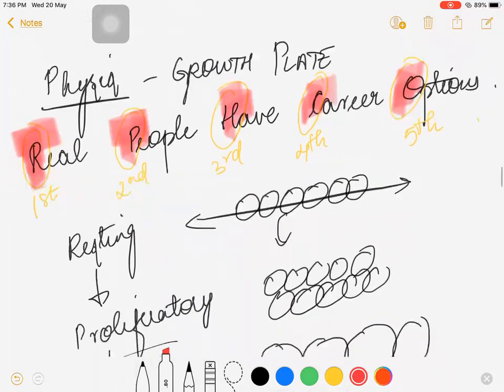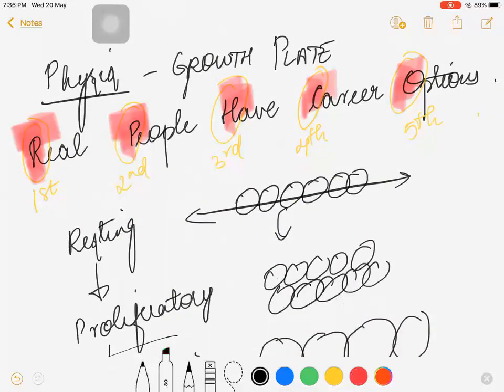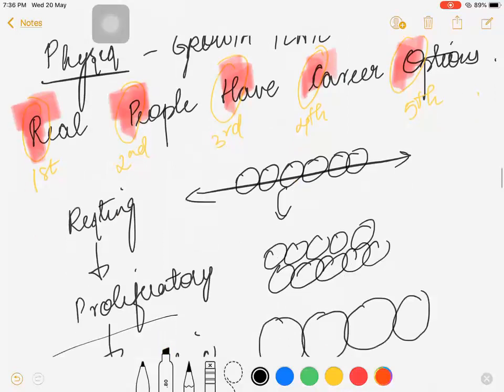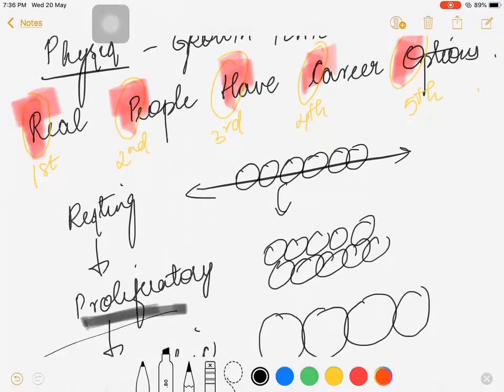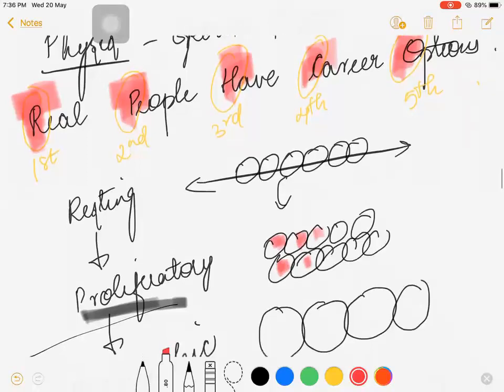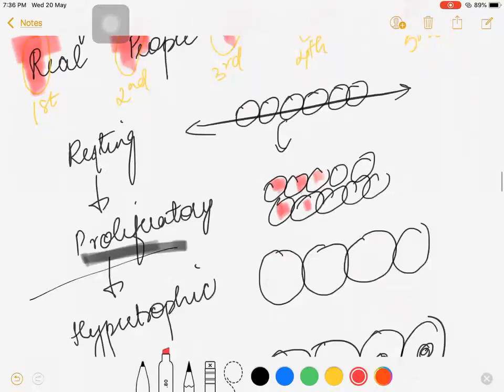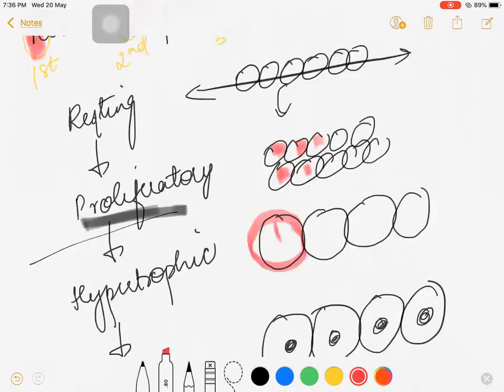So the first layer is the resting layer, okay? So you have the cells which are in a single layer, they're just resting. And then they get activated, they start proliferating, they become multiple layers. So they're multiplied here. Then you have the hypertrophic layer, which is for the H there. Hypertrophic or maturation layer, which basically means they've enlarged in their size. So you also call it a maturation layer.